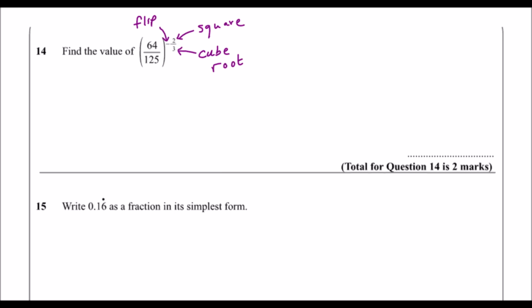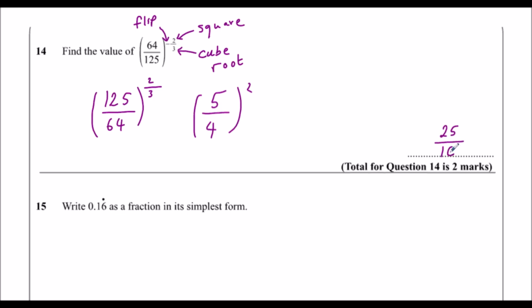So either the first step we flip, or the cube root. We don't want to square it first because squaring these numbers will be very difficult. So if we flip it first, 125 over 64. Now we've got rid of the negative, to the power of 2/3. Next step, cube root. The cube root of 125 is 5. The cube root of 64 is 4. So we've got 5 over 4 squared. And now we can just square it: the top times the top, the bottom times the bottom. 5 squared is 25. 4 squared is 16.